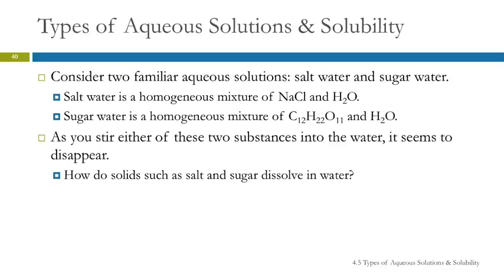Types of aqueous solutions. Let's think about two aqueous solutions that we have encountered in the kitchen: salt water and sugar water. Both of these are homogeneous mixtures. You put a teaspoon of salt in some water and stir it up, it looks like water. You put a teaspoon of sugar in some water, you stir it up, it looks like water. They don't taste the same though, do they?